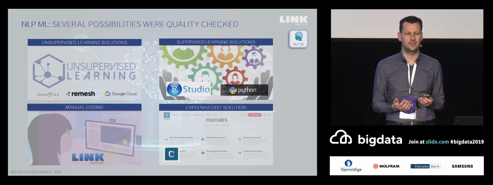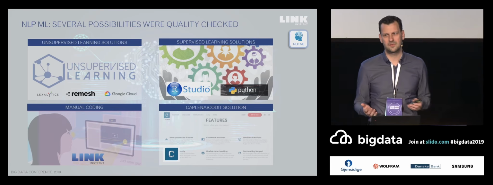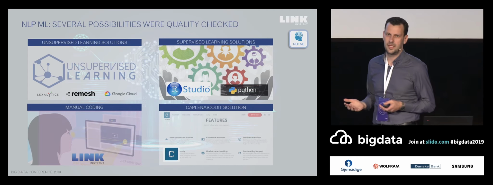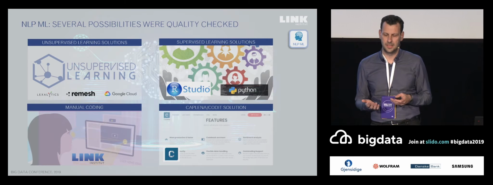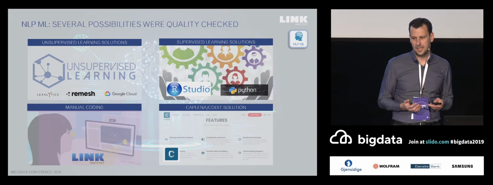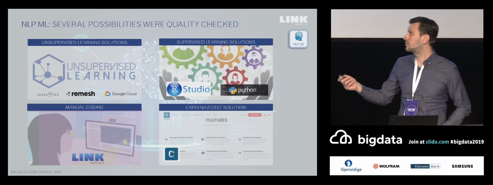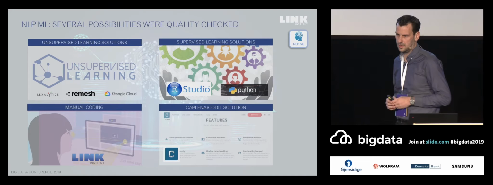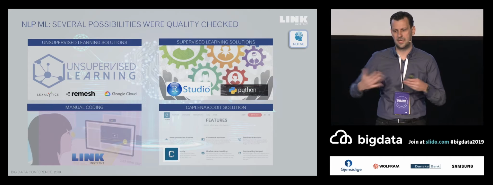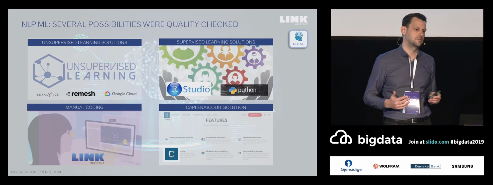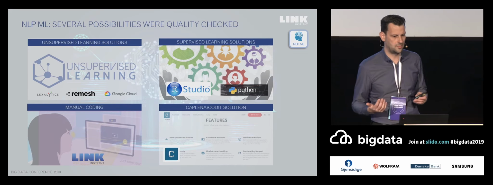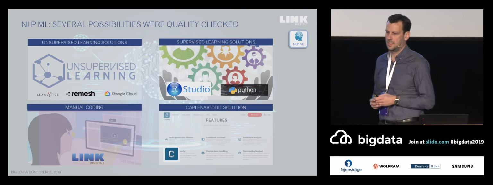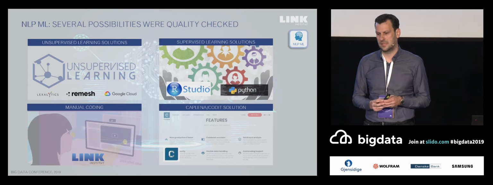It's so manual. It's tons and tons of data. It's countless hours of work, and we want to have this automated as far as possible while keeping a high quality. So at the first step, we tried unsupervised learning solutions such as Lexalytics, Remesh, Google NLP. Some of you may know these. You put in the data, and with unsupervised learning you get back categories and buzzwords that the software throws out and tries to identify.